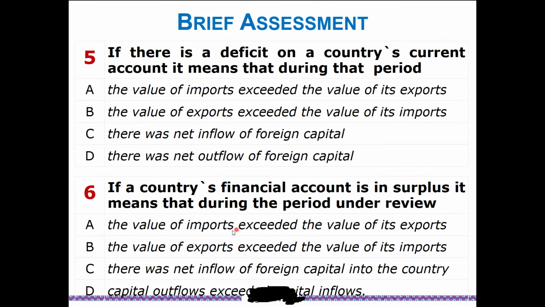So let's see. Obviously, A and B are already out. Number C is saying there was a net inflow of foreign capital into the country, and D is saying that capital outflow exceeds capital inflow. No, the correct answer is C, because D is saying that capital outflows, meaning us investing in them, is greater than them investing in us. That would be a deficit, not a surplus. So C is the correct answer in this case.